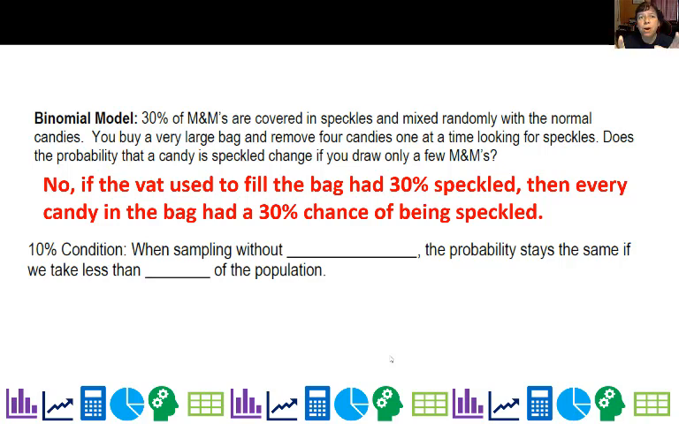Now, if we are doing things like using a card deck or other stuff, when we're sampling without replacement, the probability stays the same or good enough if we take less than 10% of the population. Just an FYI there, and we'll revisit that. So don't worry. And you're probably going, where'd you get 10% from? There's a lot of math behind it. We don't have time today.